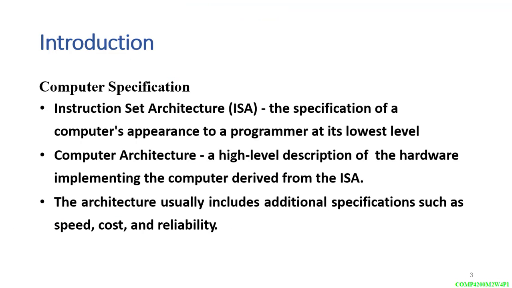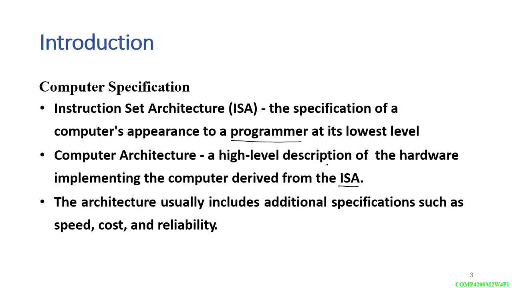So what is an ISA? An ISA is the specifications of a computer that appears at the lowest level for a programmer, or basically it's the building blocks of a program. The computer architecture is the high level description of the hardware implementation to drive the ISA.